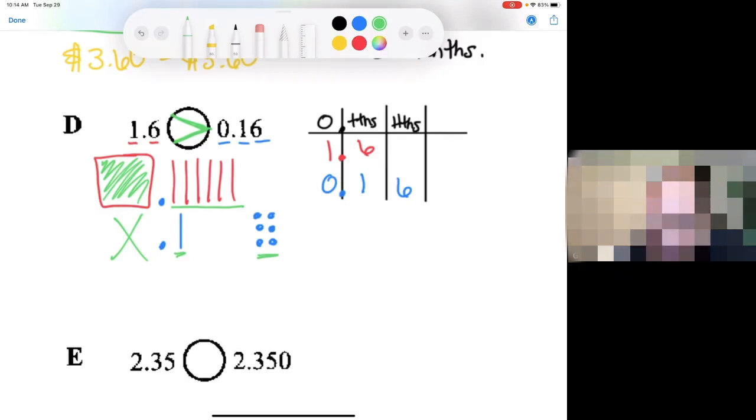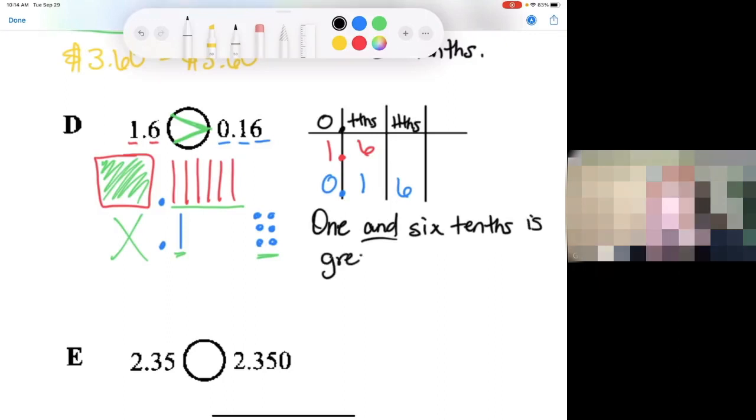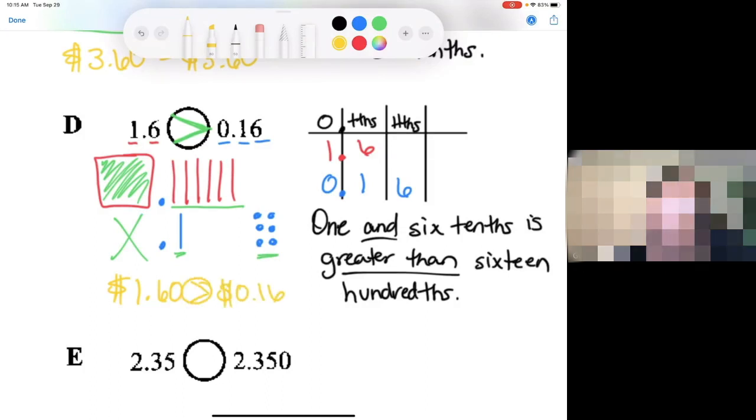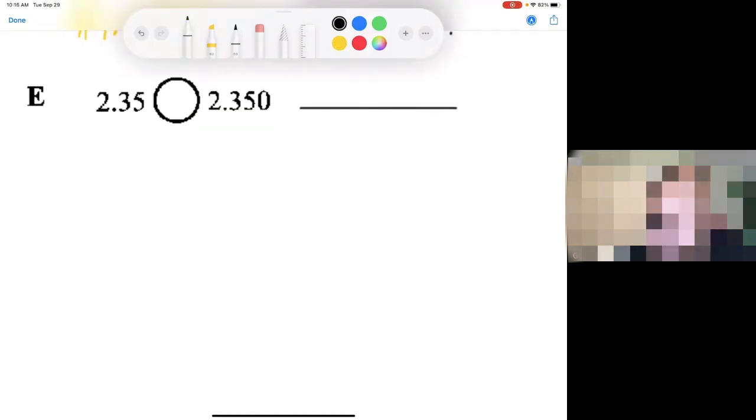So let's say that in word form. 1 and 6 tenths is greater than 16 hundredths. And in terms of money, we can see clearly as well that $1.60 is greater than 16 cents. Big difference.